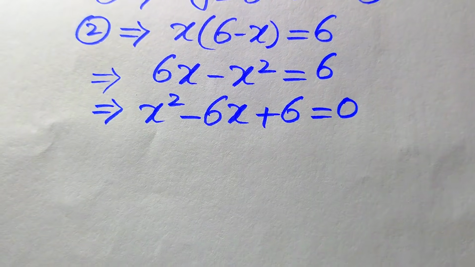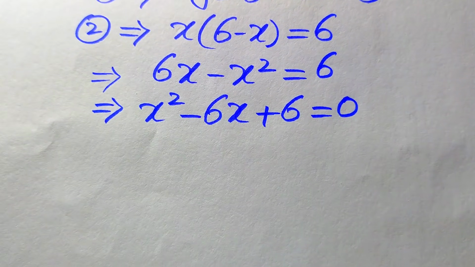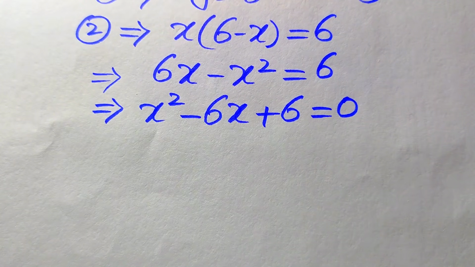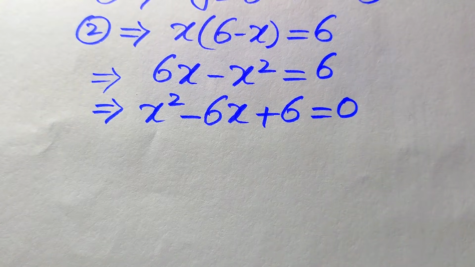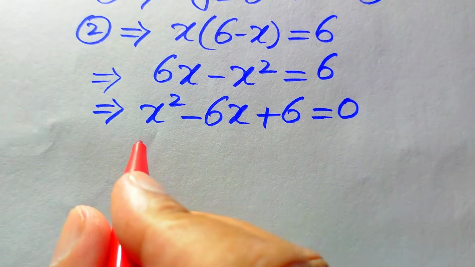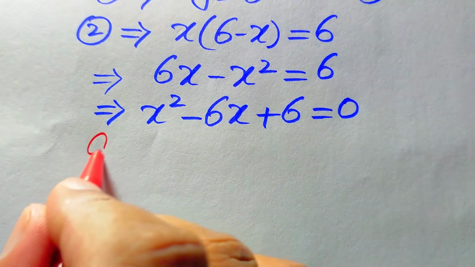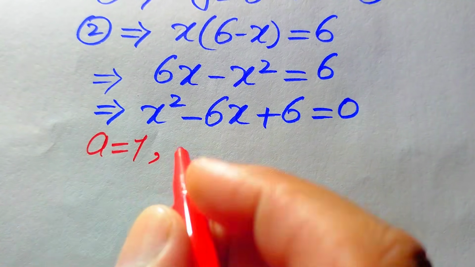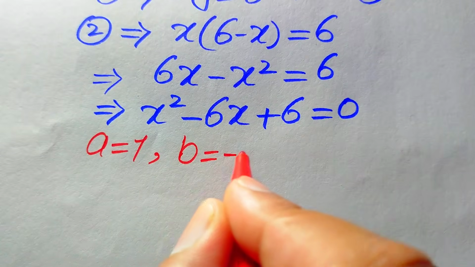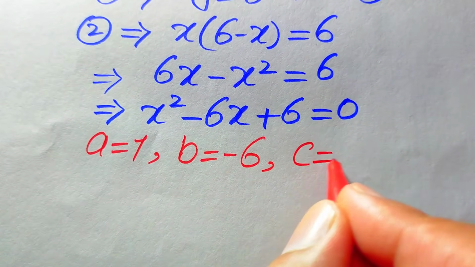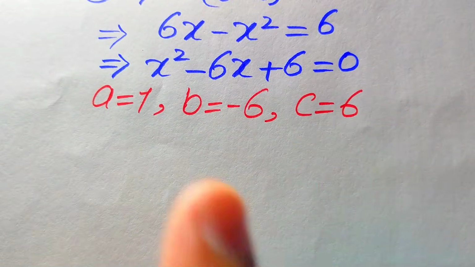So here we just need to solve this quadratic equation, and you know that there are three methods to solve a quadratic equation. The first method is the factorization method, the second one is the completing the square method, and the third one is applying the quadratic formula. Here we use the quadratic formula, and first we write the coefficients of this equation: a equals 1, b equals minus 6, and c equals plus 6.